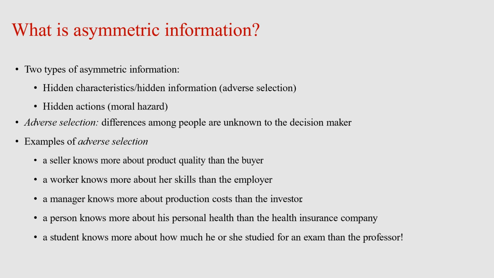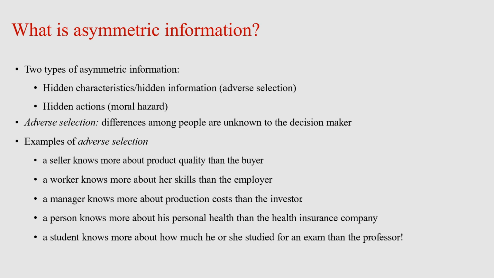So what is asymmetric information? Well, there are two types of asymmetric information, as I just mentioned. Hidden characteristics and hidden information are what we've usually termed adverse selection, and we'll talk about that much more in the slides that follow. Hidden actions, that's moral hazard. For example, a simple example of moral hazard is where once you've got insurance for your house, you don't take any extra steps to avoid being robbed.